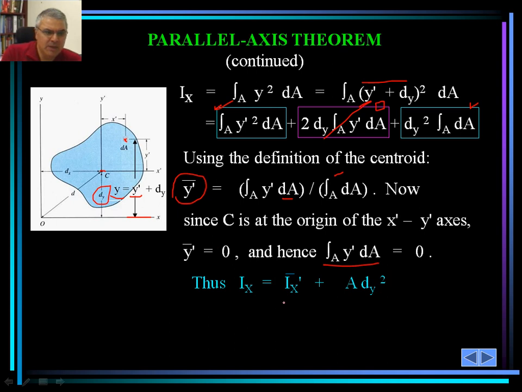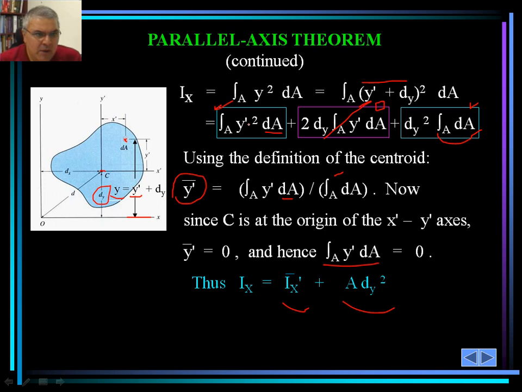And we can simply write Ix prime plus A d sub y squared, which is nothing but, when you integrate the differential element over the area, that would give you A, right? So this is A, and then it's going to be A d sub y squared. And then the first term was integration over the entire area of y prime squared dA. Again, dA is the differential element here. In that case, that would be Ix prime, isn't it?